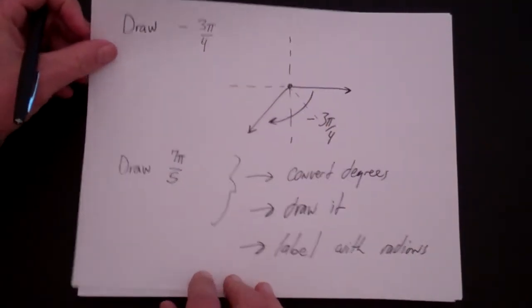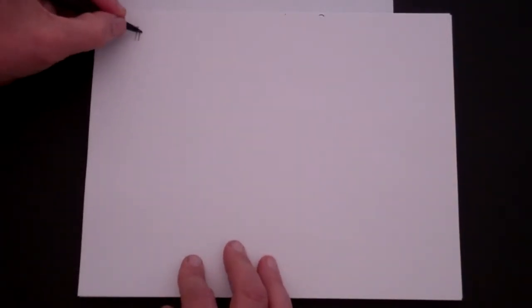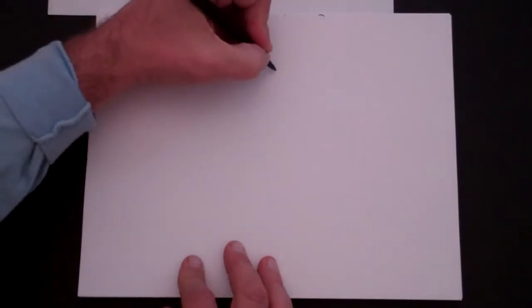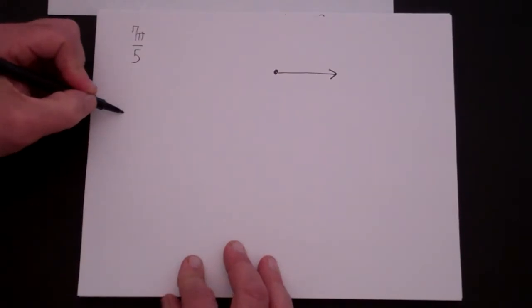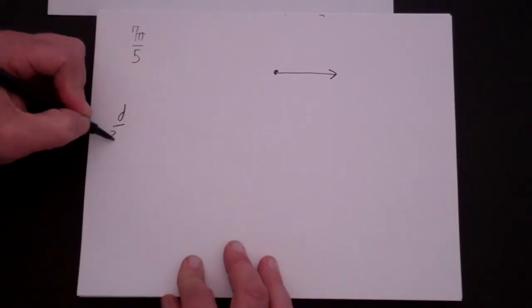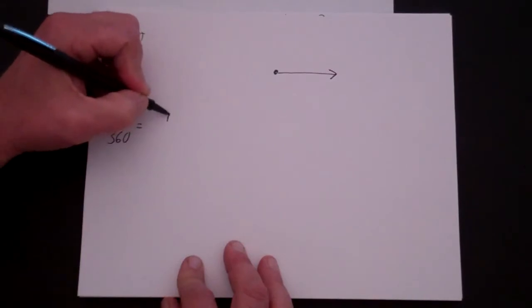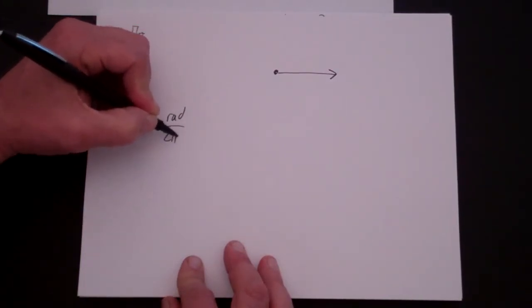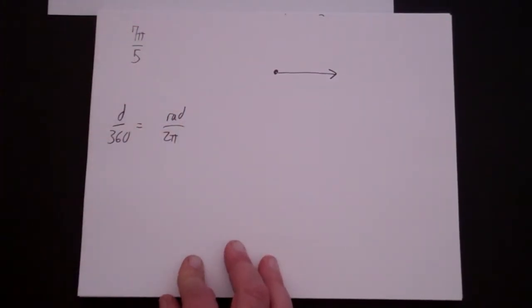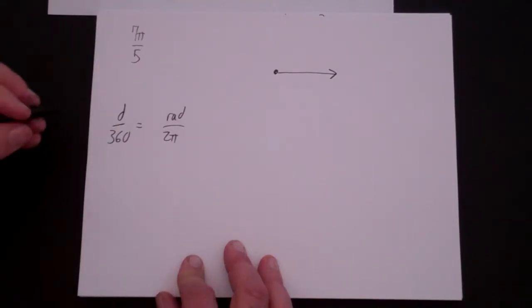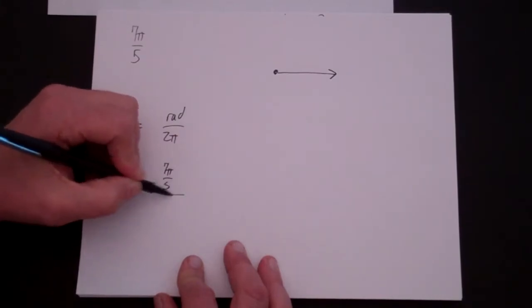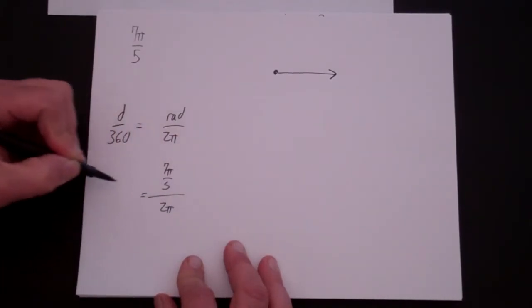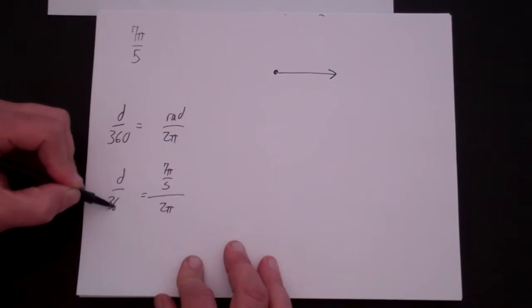So let's work through this problem. You have 7 pi over 5. You start here. Let's convert it. The way that we're going to convert this is we're going to go degrees over 360 is equal to radians over 2 pi. You may use a different formula to convert it. That's fine. No problem. Let's put this over here. 7 pi over 5 divided by 2 pi is equal to d over 360.